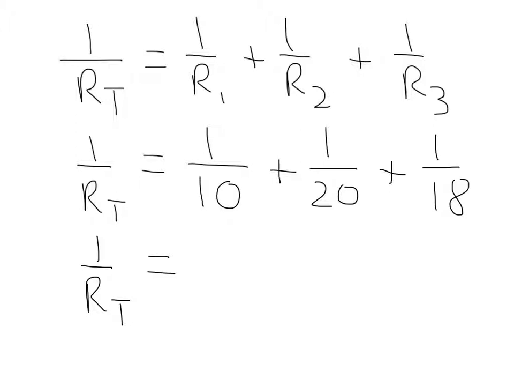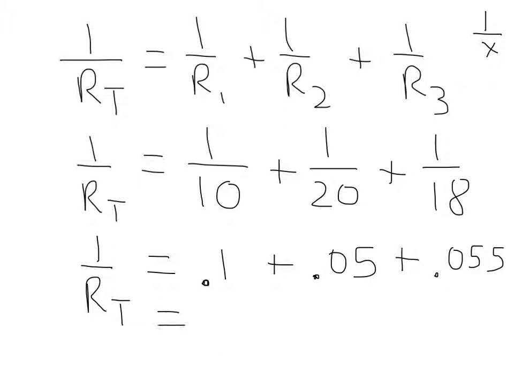Now, using my calculator, my calculator has a key that looks like this, 1 over X. I'm going to type in 10, and hit my 1 over X key, and I get 0.1. Then I'm going to go plus 20, hit my 1 over X key, and I'll get 0.05. Then I go plus 18, hit my 1 over X key, and I get 0.055. Then I go equals. And I should come up with like 0.2055.